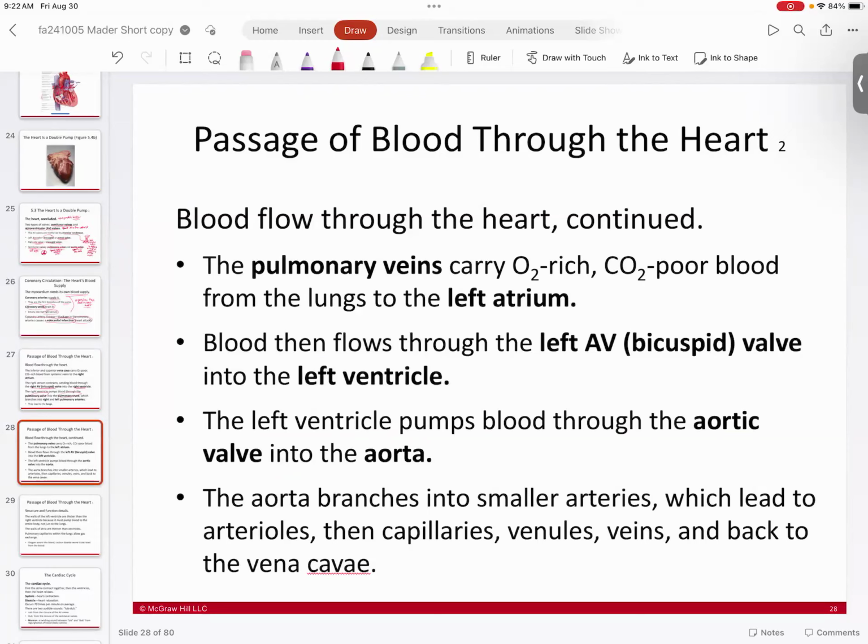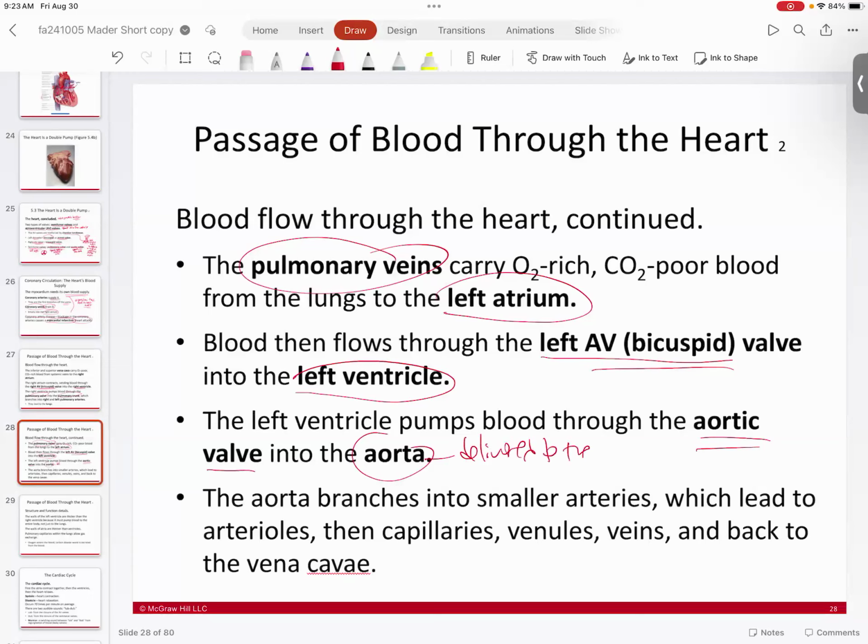And then it's going to come back to the heart through the pulmonary veins. They have now picked up a fresh batch of oxygen, and they've gotten rid of or dumped their CO2. So that's coming into the left atrium. Then both atria are going to contract again. It's going to send the blood through the left AV valve or the bicuspid valve or the mitral valve. Either one of those are synonymous. And it's going to be moving into the left ventricle. The ventricle is going to contract again, and the blood is going to push its way through the aortic valve into the aorta. And then it's going to get delivered to the body.